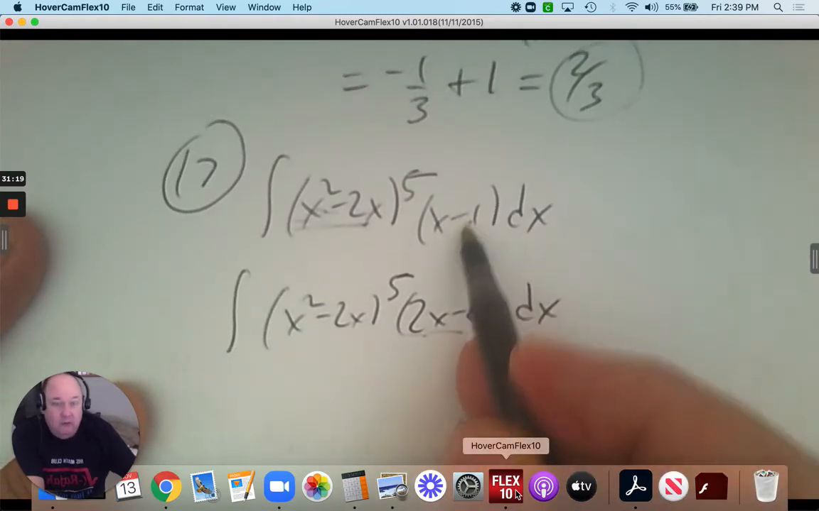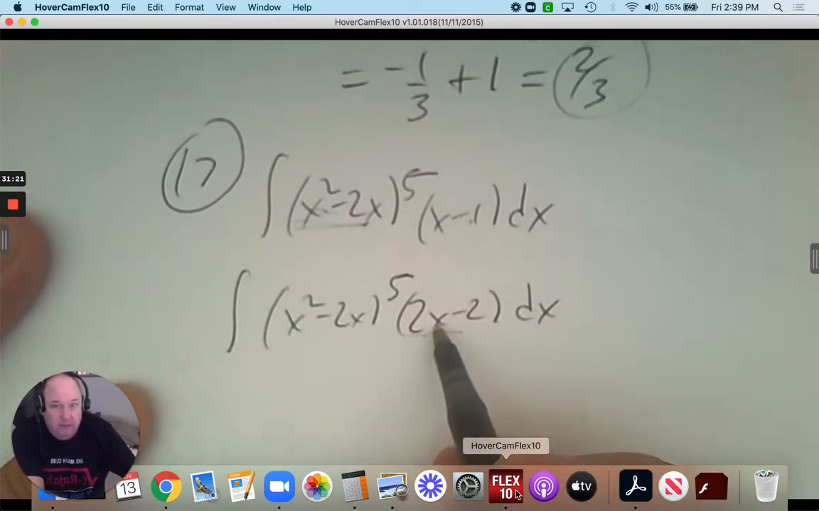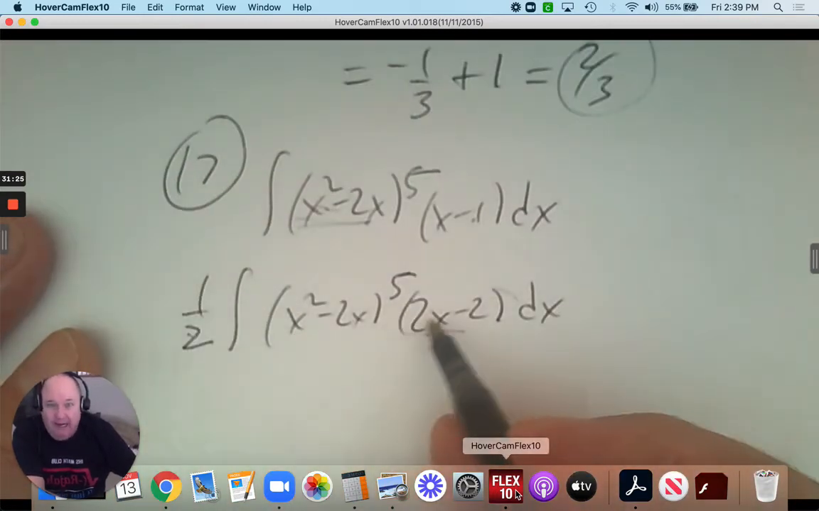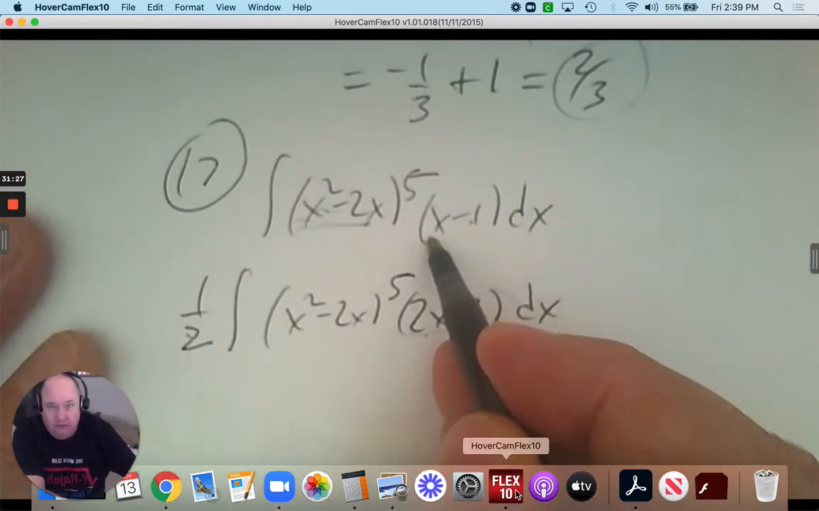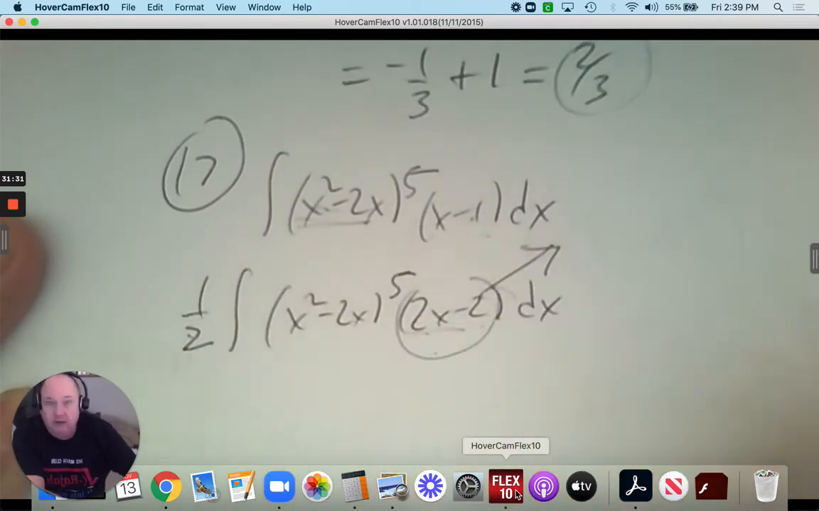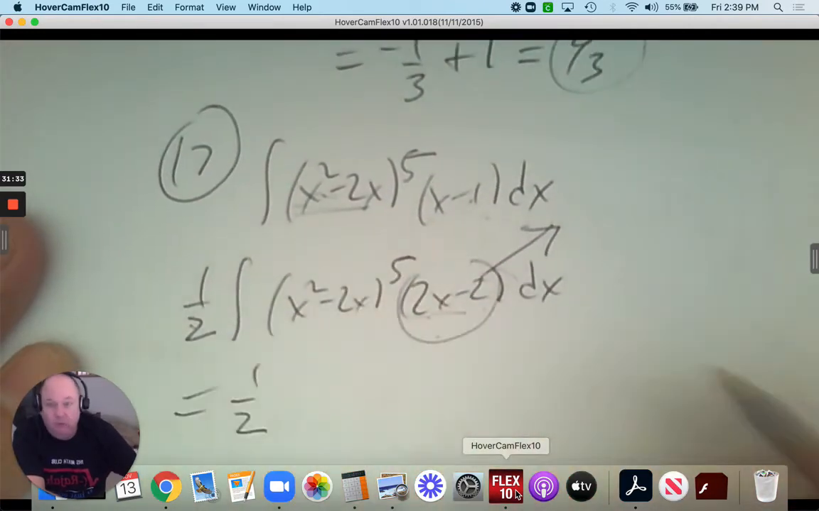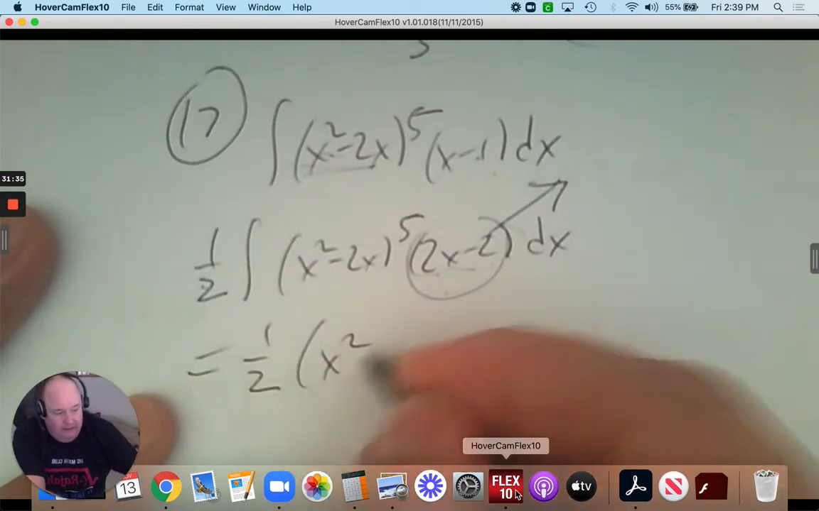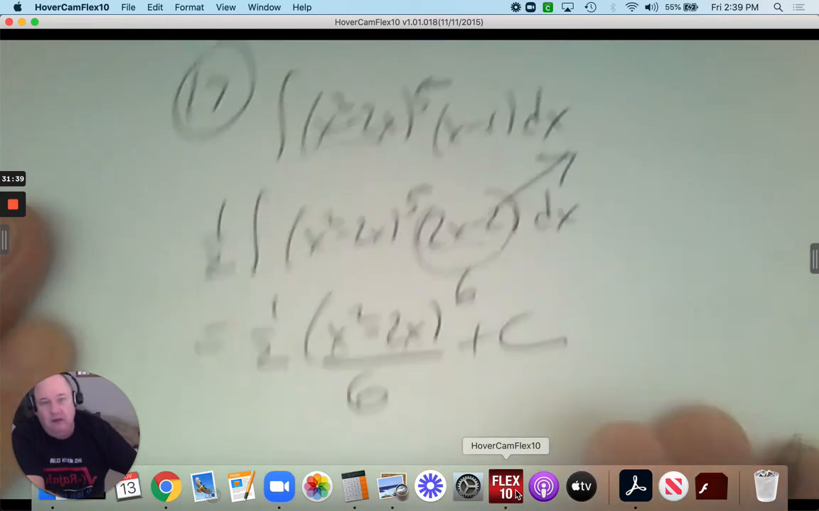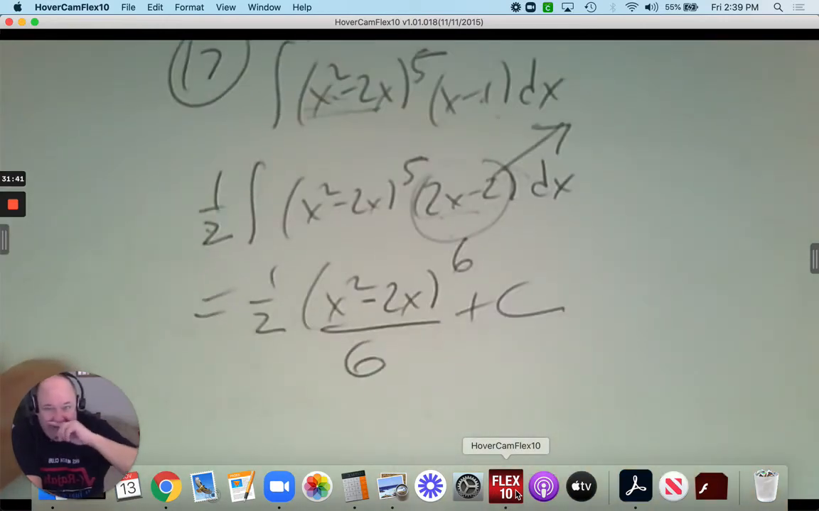Look at the hook before and after. So this is the hook I need. So I need 1/2, because 1/2 of 2x subtract 2 is x minus 1. So they're now equivalent. Then you can unhook it. And then your answer is 1/2 times x squared subtract 2x to the 6th. And we do need a constant at the end. It's an indefinite integral.